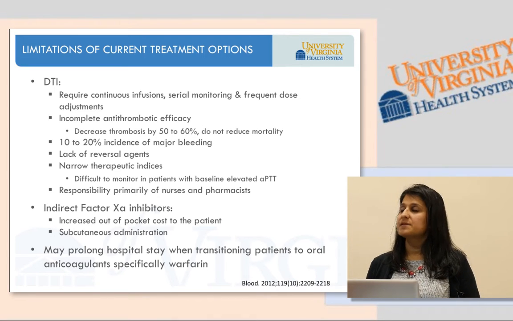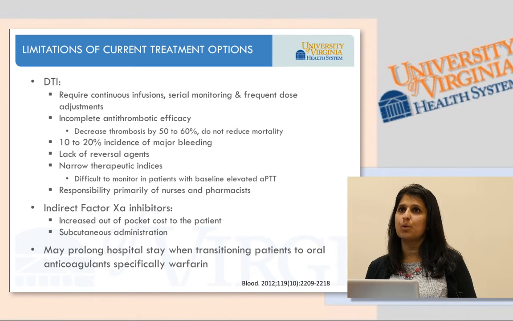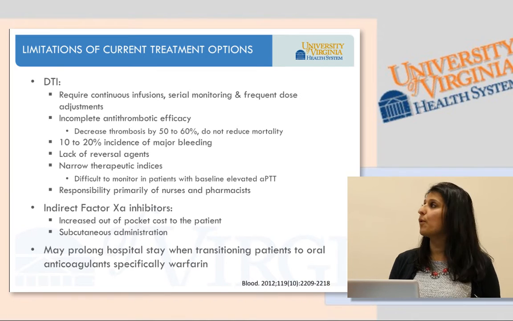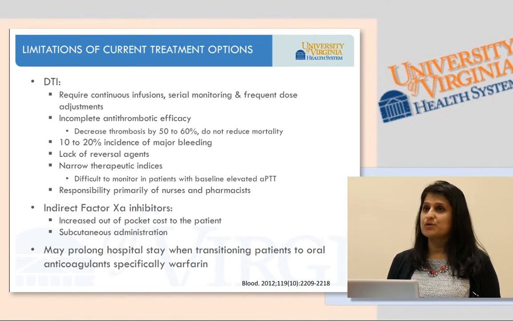adjustments. Some thought is that it decreases the thrombosis by 50 to 60%, but it doesn't reduce mortality. So we're putting patients on these agents where there's no mortality benefit. Patients are at increased risk of bleeding, which is why it's important to really do the 4T score and only use it for patients where the 4T score is greater than 4. Also, there's no reversal agents for the DTIs.